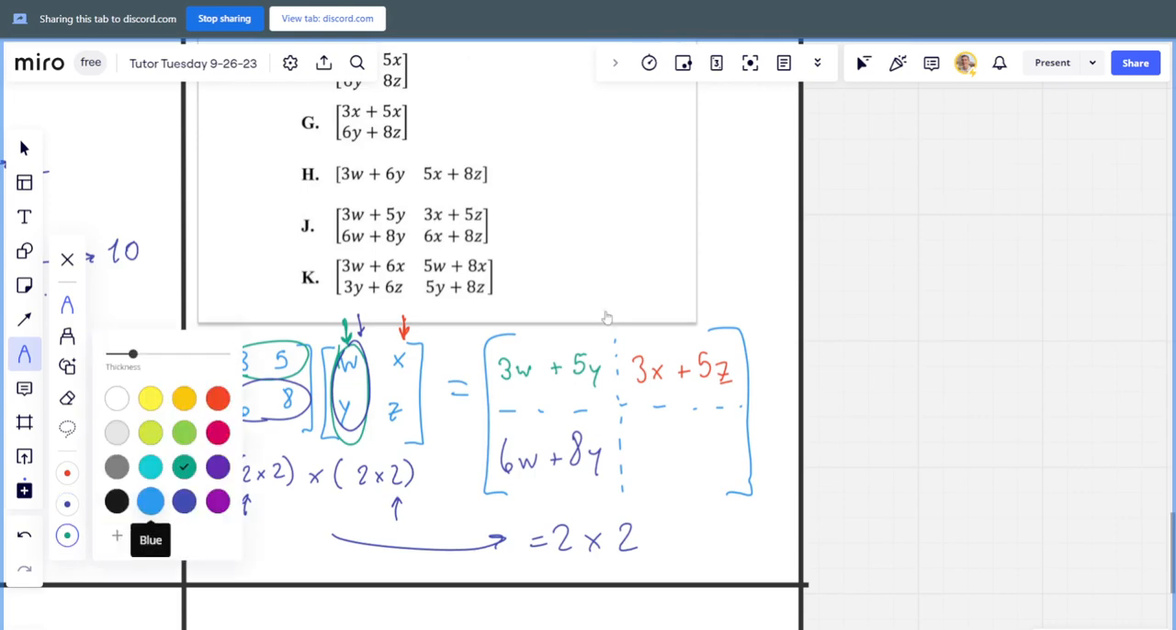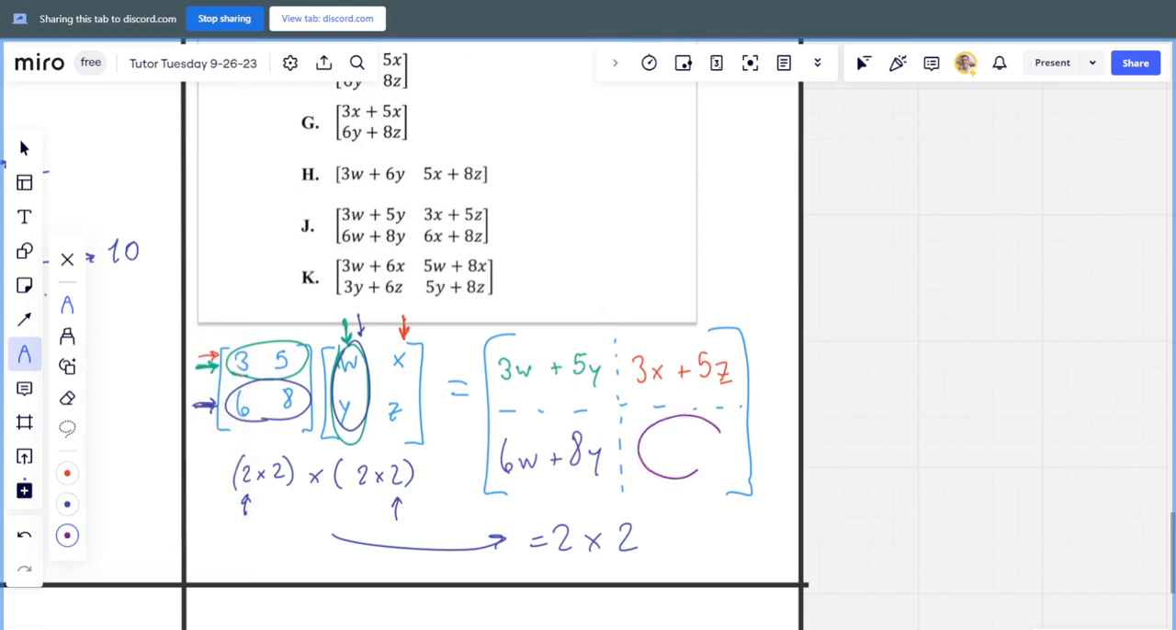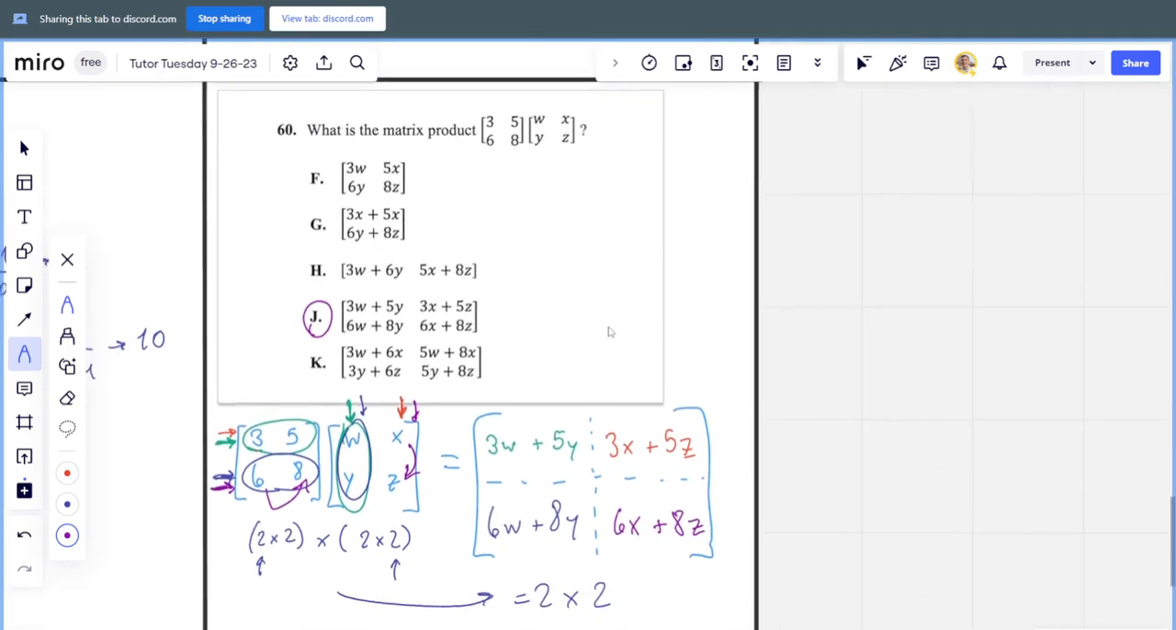And you could probably see the answer already, but let's do the last one. It's the last row, last column, or second row, second column. So it's going to be this row and this column. It's going to be 6 times x. If we shift over, then we get 8 and z. So plus 8z. And that should match up with answer choice J.